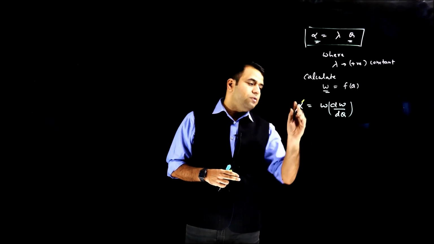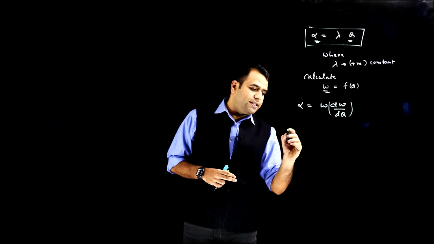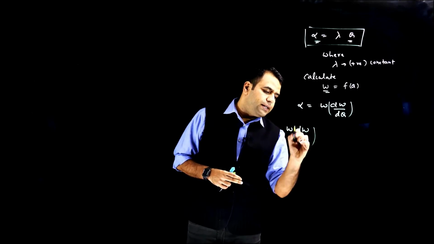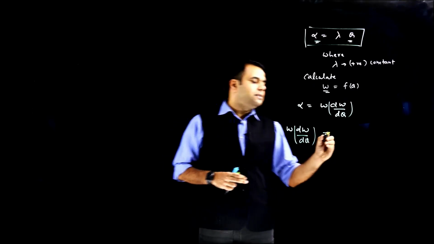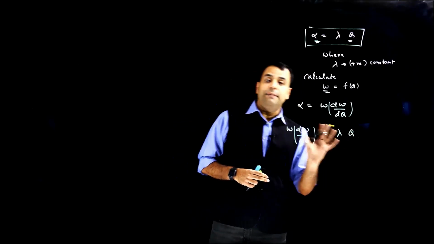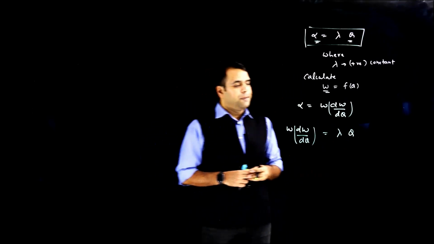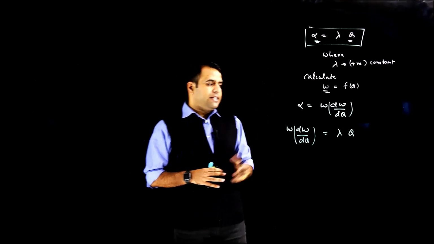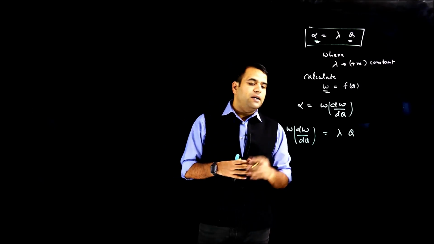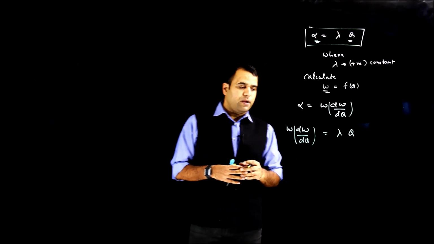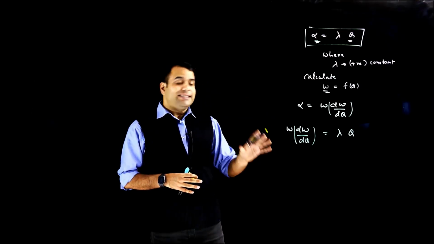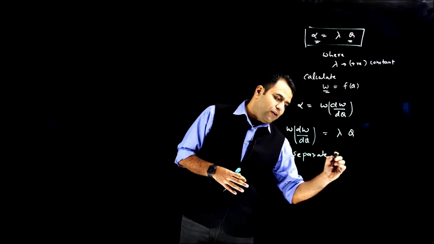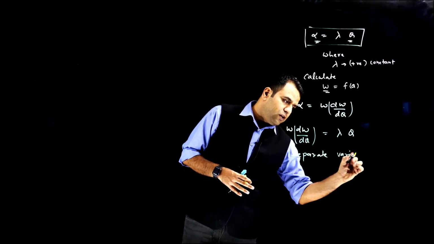If I replace alpha in this equation, we'll be getting omega d omega by d theta, and that is given as lambda times theta. This lambda is not a variable, it is a constant. So it will remain in our equation. Okay. So in this equation, we are seeing two variables. Omega is one variable and theta is another variable. So let's first separate the variables. We'll do the separation of variables.